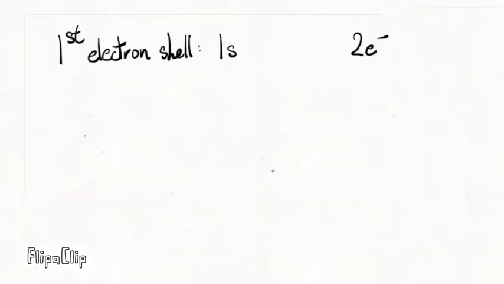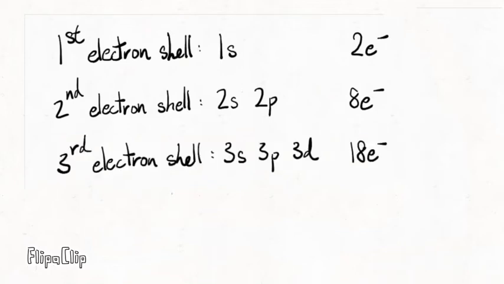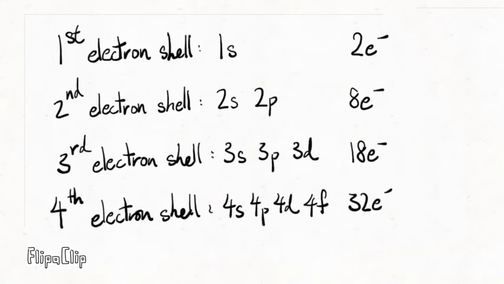For the first electron shell, there is one s orbital, so it can only carry 2 electrons at most. For the second electron shell, there are s and p orbitals. Therefore, it can carry 8 electrons. For the third electron shell, it consists of s, p, and d orbitals, which can hold 18 electrons. And finally, the fourth electron shell can hold up to 32 electrons.